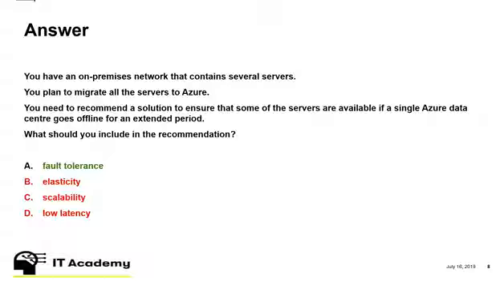Elasticity. They're not asking us to be able to scale this up or scale it down. They're not asking us for the ability to be able to add in extra resources. So it's not about elasticity or scalability. Low latency. Well, the question is blatantly asking us about availability, making sure that we're protecting against the loss of a data center. So whilst low latency might play a factor in which regions we choose to deploy our resources in and which ones we fail over to, the correct answer, or the most correct answer here, is obviously fault tolerance.